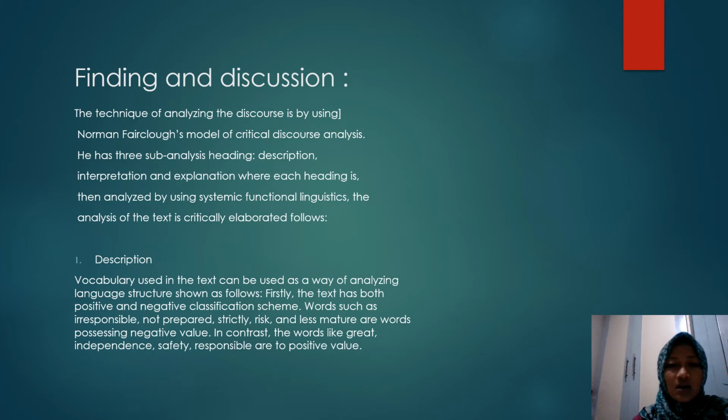1. Description. Vocabulary used in the text can be used as a way of analyzing language structure, shown as follows. Firstly, the text has both positive and negative classification schemes, such as irresponsible, not prepared, strictly, risks, and least mature, which are words possessing negative value. In contrast, words like great, independence, safety, and responsible carry positive value.